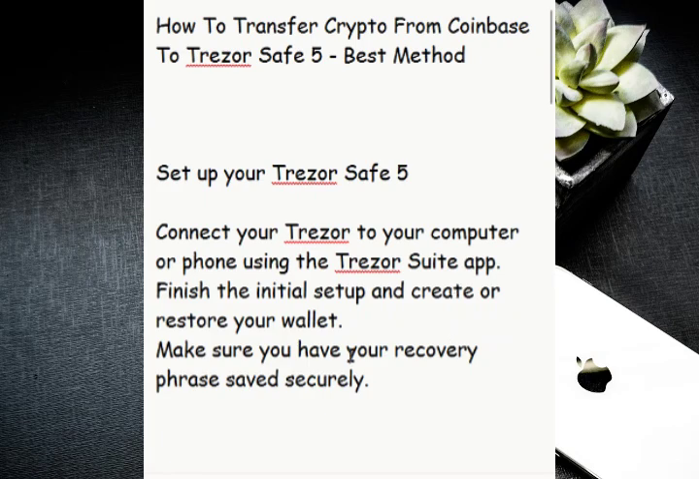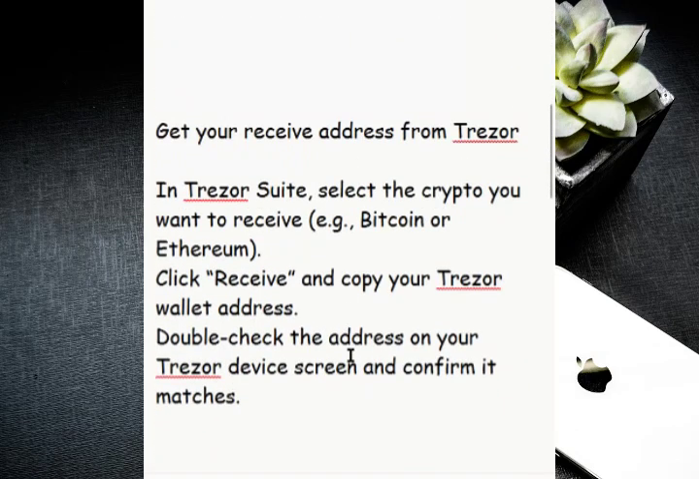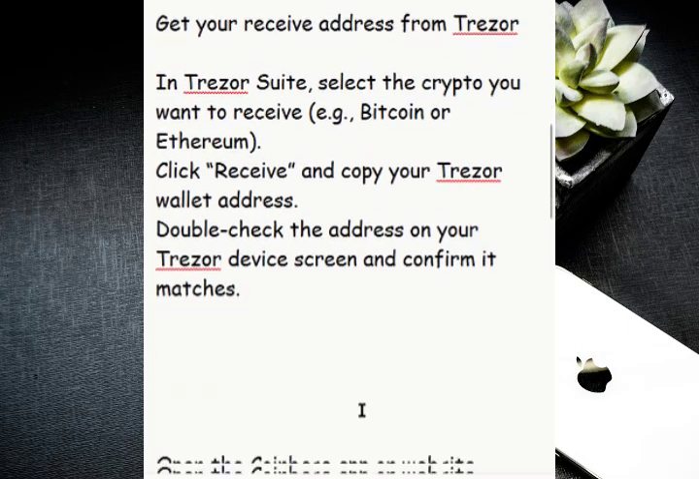Then after that, the next thing to do is to get your receive address from Trezor. So in your Trezor Suite, select the crypto you want to receive, for example Bitcoin or Ethereum. Then click receive and copy your Trezor wallet address. Double check the address on your Trezor device screen and confirm it matches.